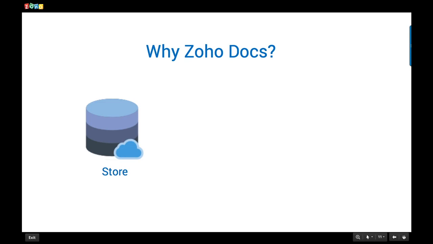So with Zoho Docs, one, you can store data. As you already know, Zoho Docs is on the cloud. So this means you can store a vast amount of files and information and save so much physical storage space. On the cloud means it's always available and can be accessed from anywhere at any point of time. You can also keep your files away from physical damage.